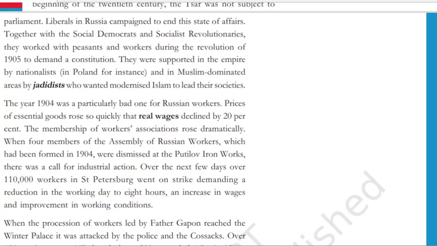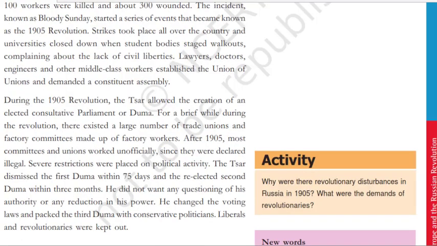When the procession of workers led by Father Gapon reached the Winter Palace, it was attacked by the police and the Cossacks. Over 100 workers were killed and about 300 wounded. The incident, known as Bloody Sunday, started a series of events that became known as the 1905 Revolution.